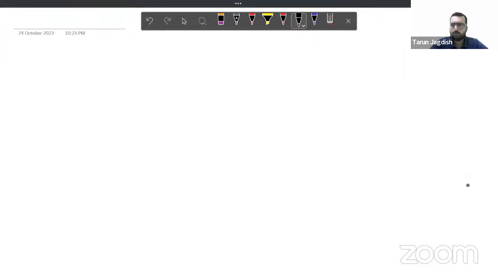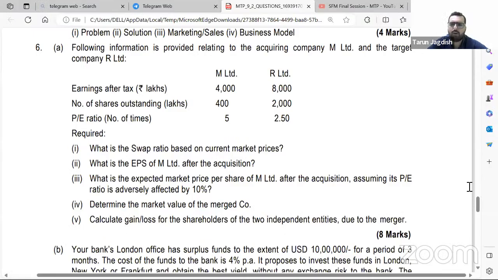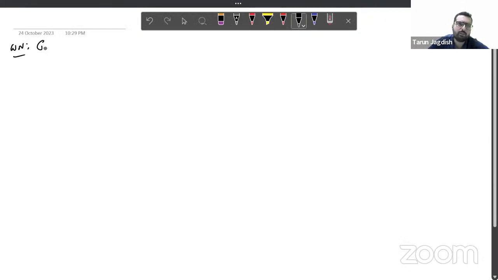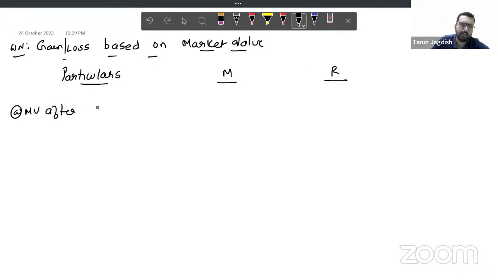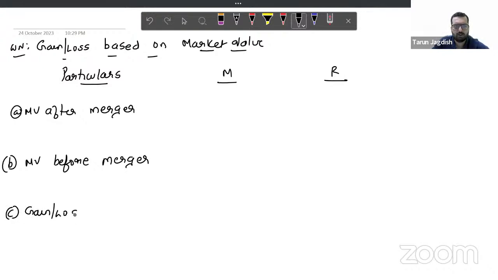All right, friends. Now I'll go to the next part. Last part, they're asking the gain or loss due to merger. So, friends, gain or loss can be calculated either based on market value or based on earnings. Which is better? Based on market value. We will do it based on market value. Particulars. You have M and you have R. What is point A? Market value after merger minus market value before merger, gain or loss.